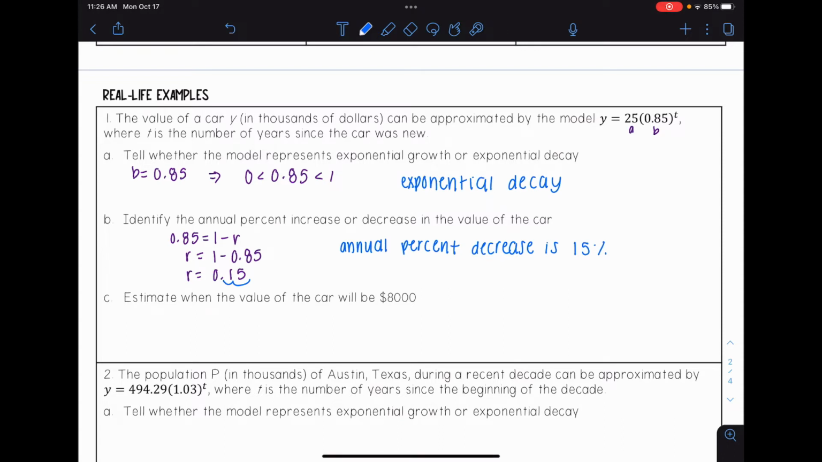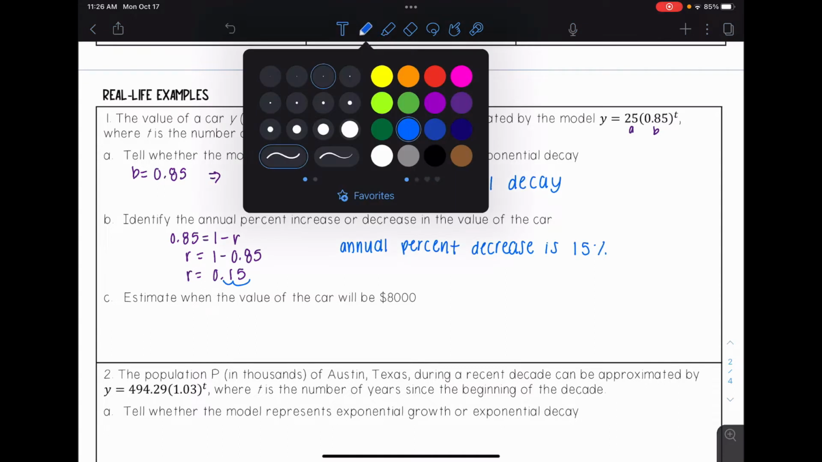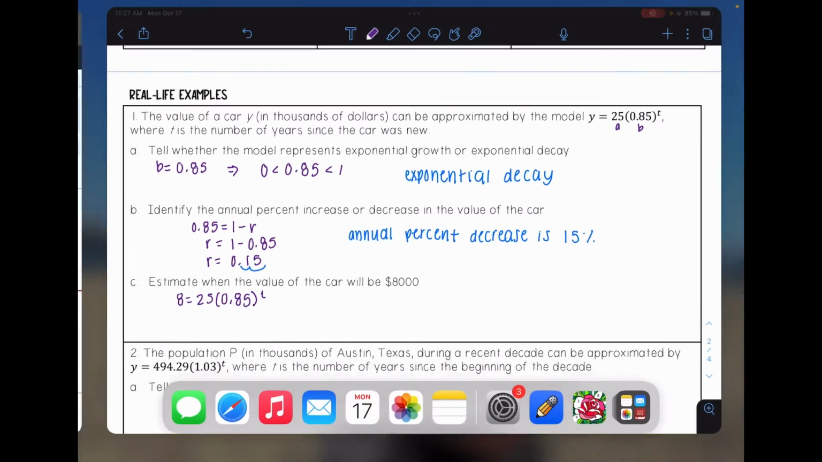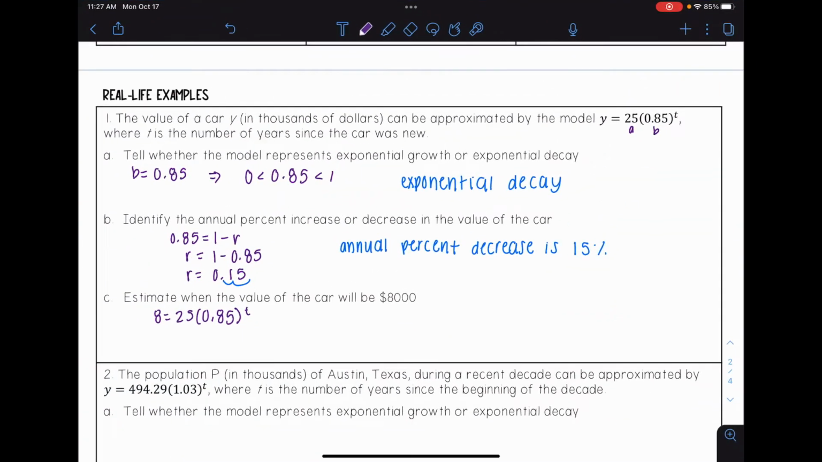Okay, and then the last question says to estimate when the value of the car will be 8,000. And so looking at my variables, t is for years, so that means that y is for the value of the car. So I'm looking to see when this function is equal to 8, since y is in thousands of dollars. So I'm looking to see when 8 is equal to 25 times 0.85 raised to the t. So to do that, we're going to go over to Desmos and type in this function.